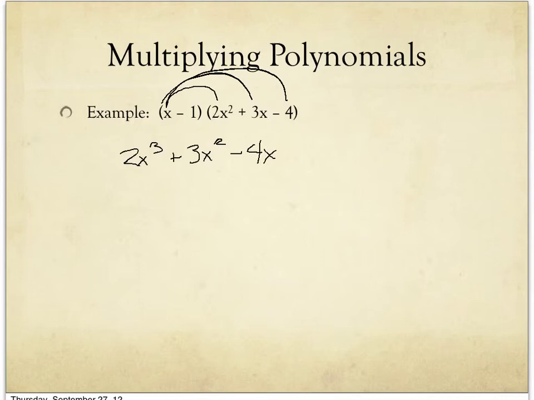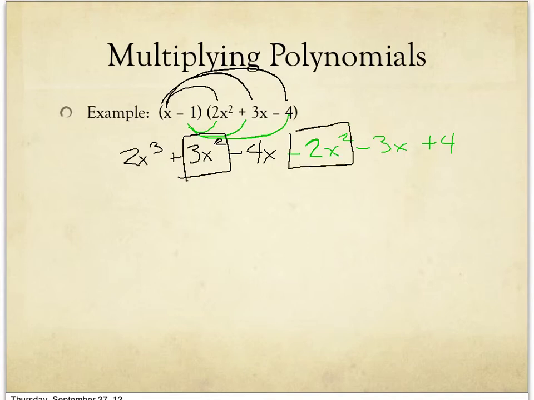Now what I would like to do is multiply negative 1 by each of the terms, which is going to give me negative 2x squared minus 3x plus 4. Now if I look at this, I really should have kept the black ink the same. I've got two terms here that I can combine, and I'm going to put different shapes around them so that you can see which ones I'm combining.